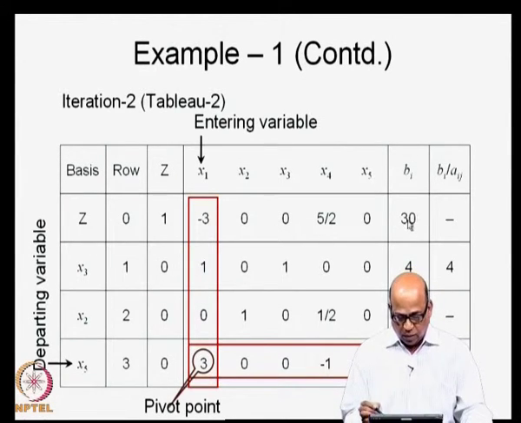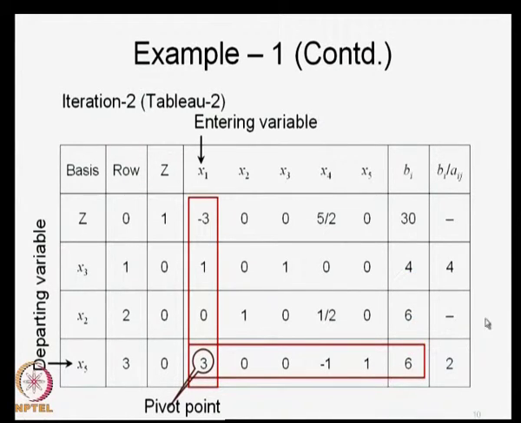Once you identify the entering variable, you calculate Bi by Aij. If it is positive, calculate; this is not positive, therefore do not calculate. 4 divided by 1, 4; 6 divided by 0, do not calculate; 6 divided by 3, 2. Among those variables for which Bi by Aij is positive, the variable that has the minimal Bi by Aij value will become the departing variable. So, this becomes the departing variable, and this is the pivotal row, this is the pivotal column, and this is the pivot.